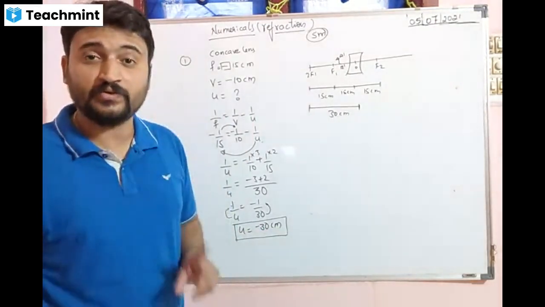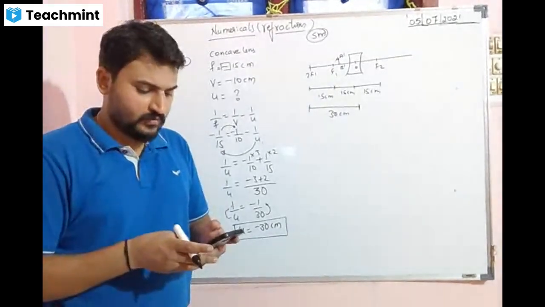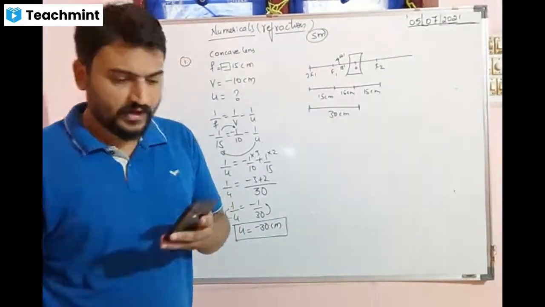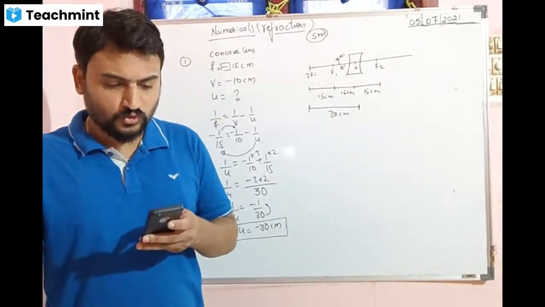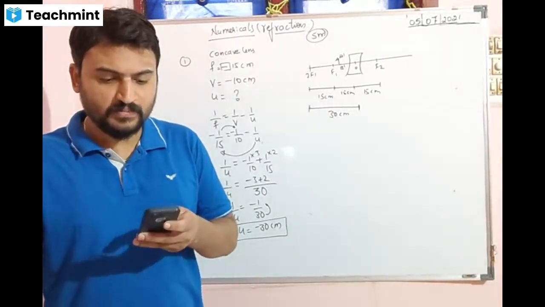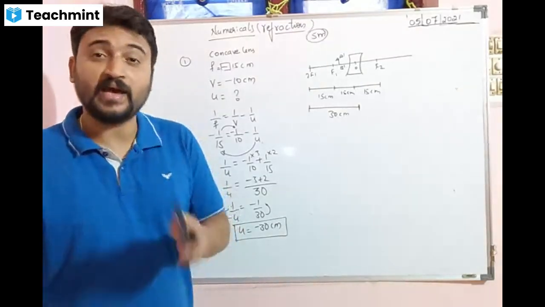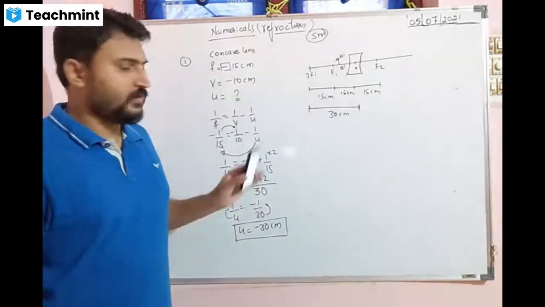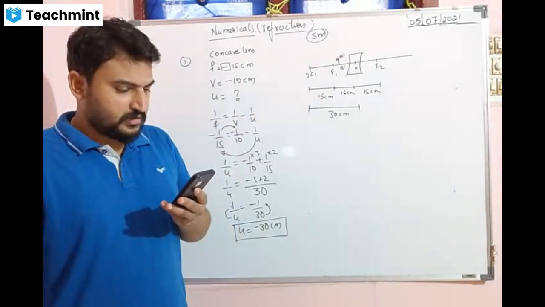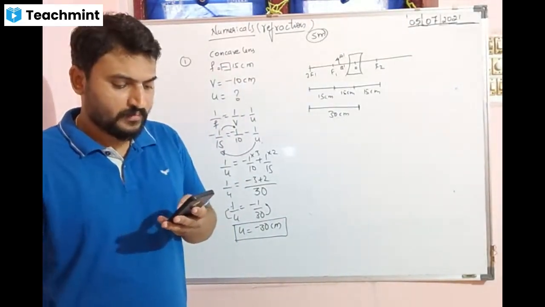They have given the image. Remember, let me read the question once again for you. A concave lens has a focal length of 15 centimeters. At what distance should the object from the lens be placed so that it forms an image at 10 centimeters? Did you understand? At last, also find the magnification produced by the lens.